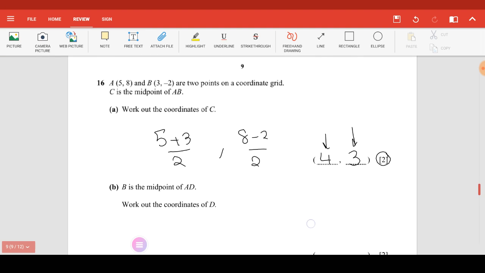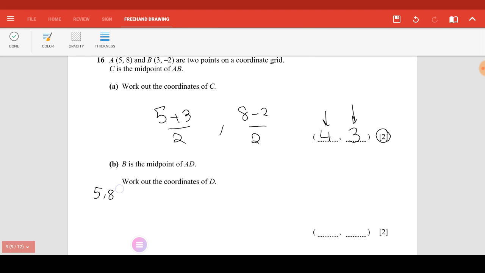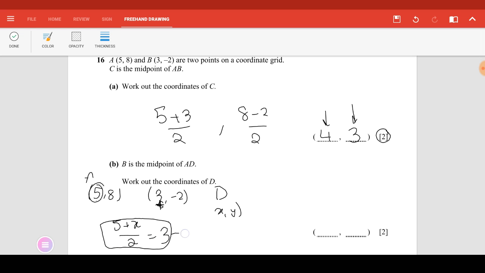B is the midpoint of AD. So if we consider we have A at 5, 8, and we have B the midpoint at 3, negative 2, we need D, x and y. To get 3 as a midpoint, you have to add 5 and x: 5 plus x over 2 to get 3. You can solve this as an equation: 5 plus x equals 6, so x equals 1. The same with y: 8 plus y over 2 equals negative 2. This will be 8 plus y equals negative 4, so y equals negative 12.